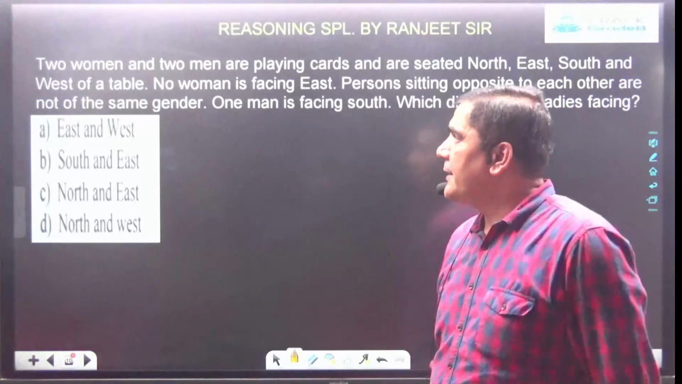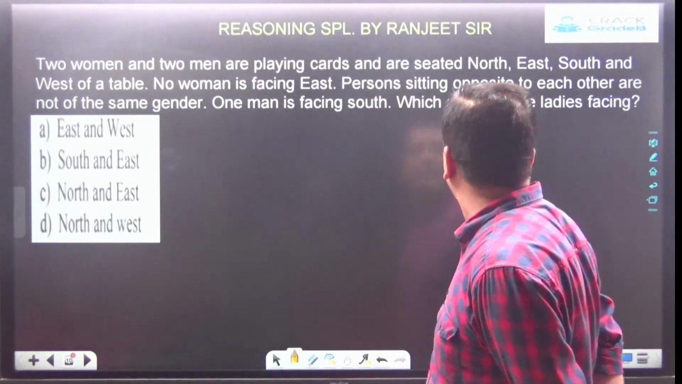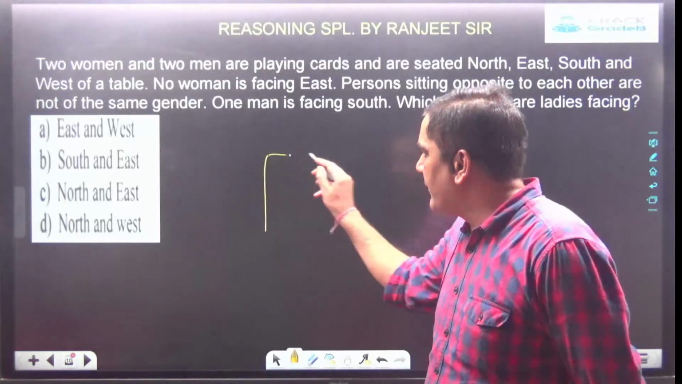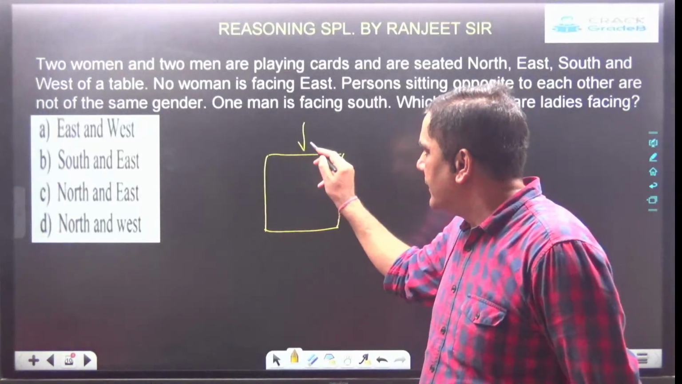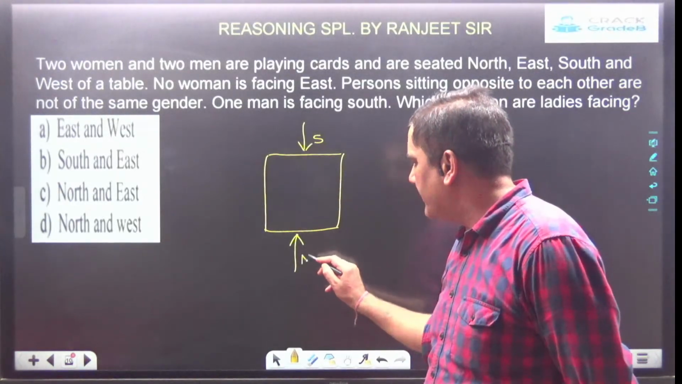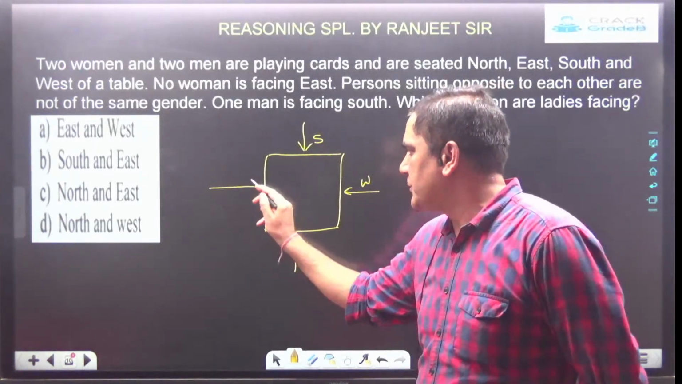Now here they are saying 2 women and 2 men are playing cards and are seated north, east, south and west of a table. Okay. So here we have got a table and 2 men and 2 women are sitting over here. This person is facing towards south. This person is facing towards north. This person is facing towards west. And this person is facing towards east.